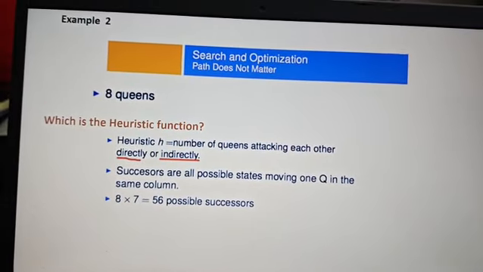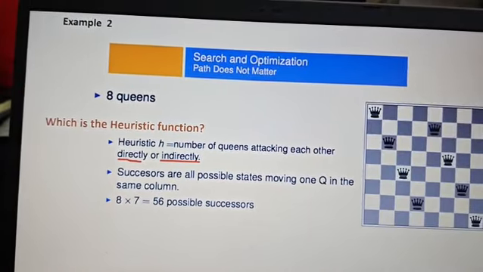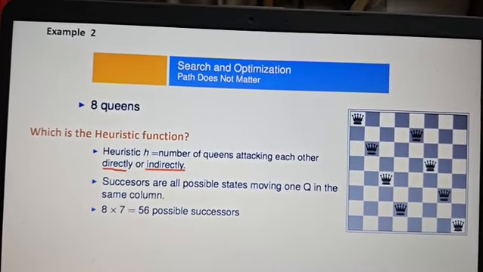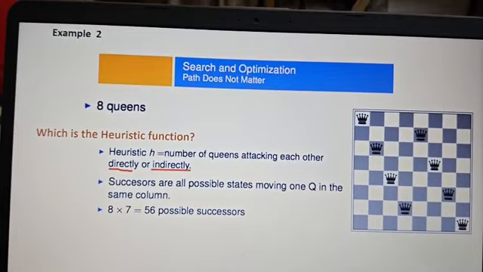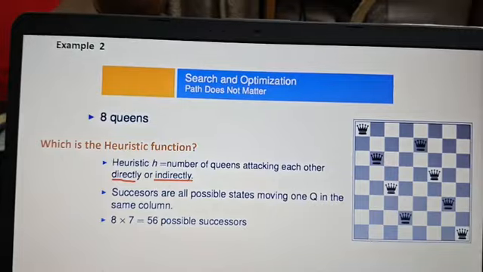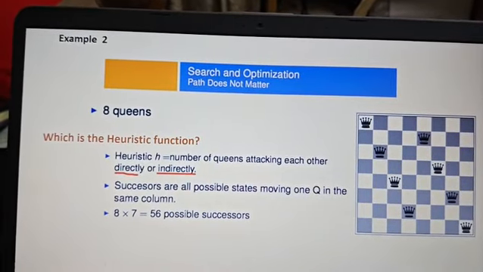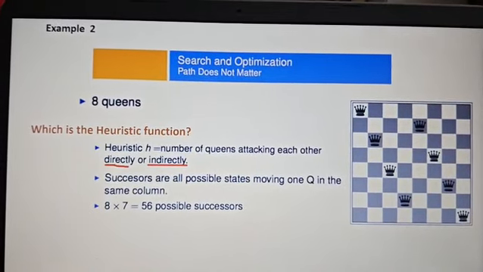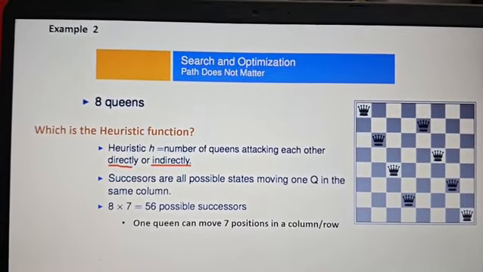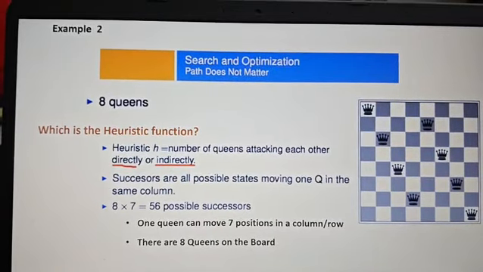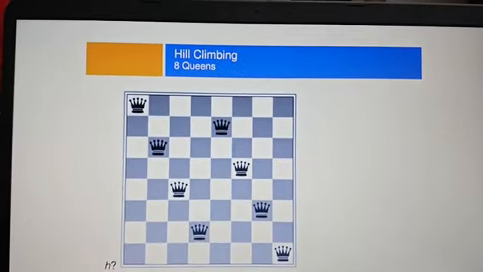How is it 57? In a chessboard, there are 8 rows and 8 columns, and for each queen, how many boxes can it move? 1, 2, 3, 4, 5, 6, 7. So 7 moves it can move, either column wise or row wise or diagonally. There are 8 such queens. So one queen can move 8 positions. There are 8 queens. So 8 into 7, 56 possible successors are there.